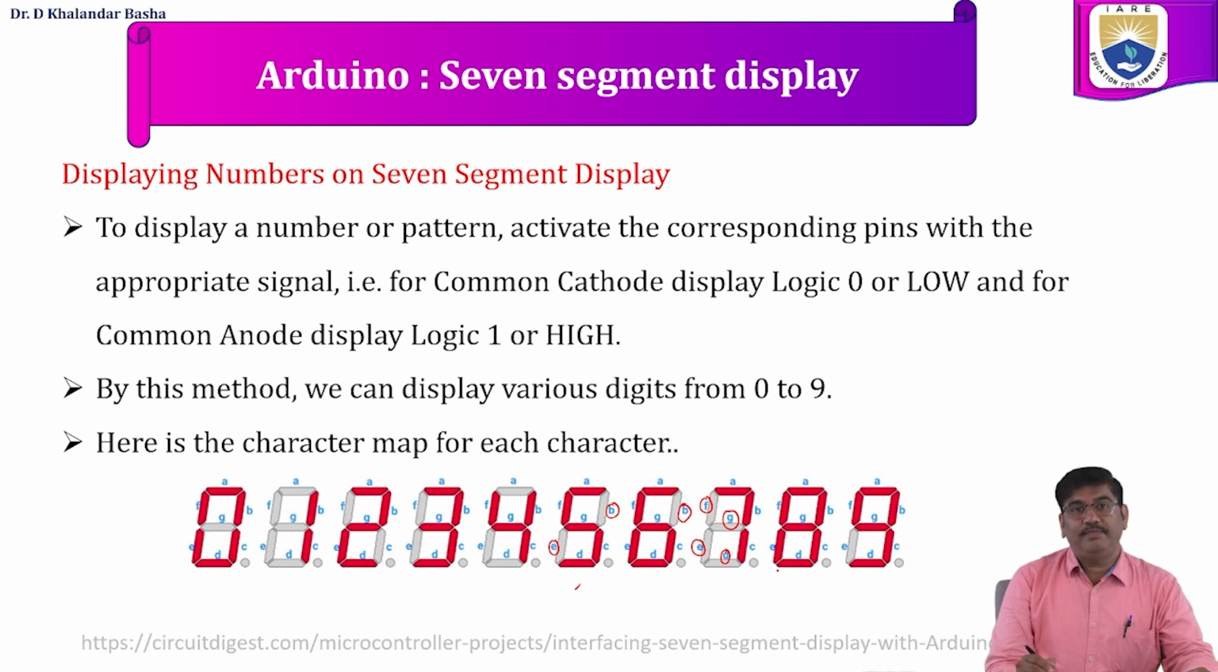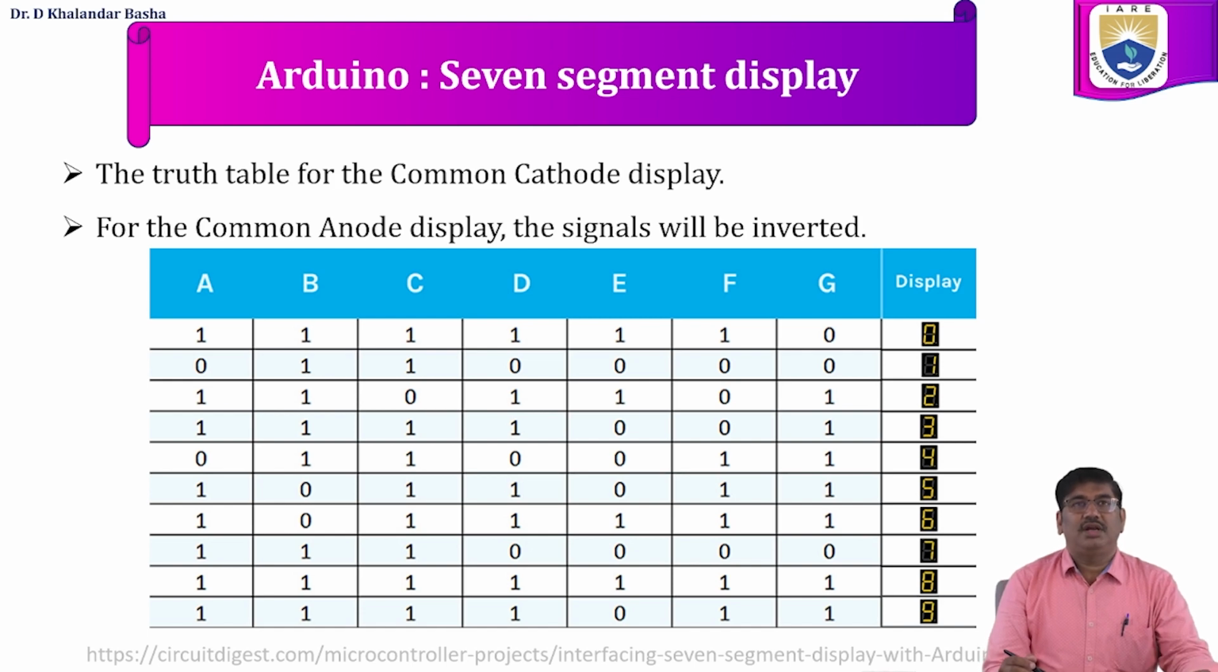For displaying 8, we have to make all the segments be in the on state. For displaying 9, except the E segment, the remaining segments should be in the on state. So the truth table for a common cathode display and the common anode display signals will be inverted. So for common cathode, for displaying 0, except G, the remaining LEDs we have to connect to 1. Here 1 indicates the plus voltage source, and 0 indicates connecting to ground.